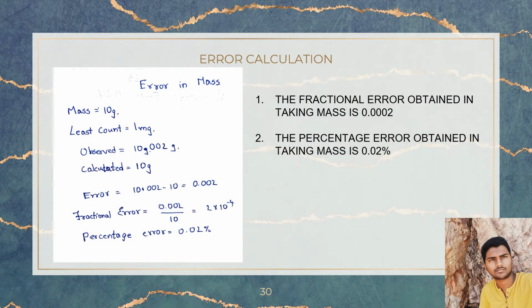Now let's calculate the error obtained in taking mass. The observed mass was 10.002 grams and the calculated is 10 grams. So the error can be obtained by subtracting them both, which is 0.002. The fractional error is 0.002 by 10, which is 2 into 10 power minus 4. So the percentage error is 0.02 percent.